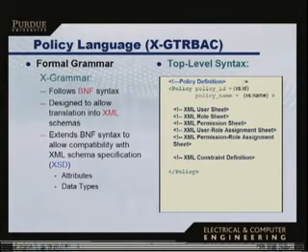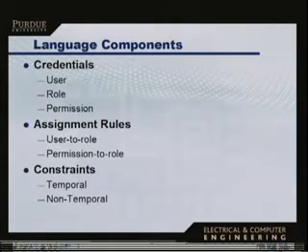And we have a non-terminal for constraint definitions, which represents the extensions to the basic RBAC model that we have proposed. So we will go into the details of all these non-terminals because they represent the language components in our framework. To summarize the language, we have 3 language components: credentials for user, role, permission; assignment rules for user-to-role and permission-to-role assignments; and constraints, which include temporal and non-temporal constraints.